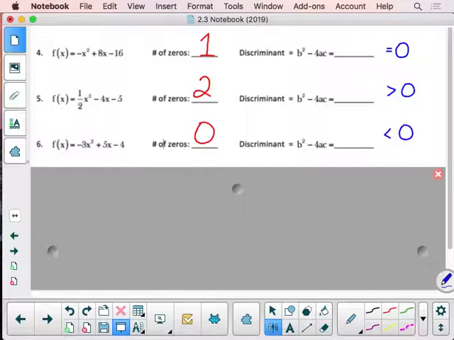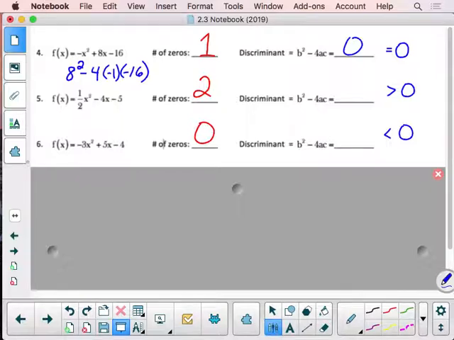So let's find out. Let's calculate those actual discriminant values. So 8 squared minus 4 times negative 1 times negative 16. Let's do the math here. That's 64. Negative 4 times negative 1 is positive 4, times negative 16. That'd be 64 minus 64. Guess what? It is equal to 0.